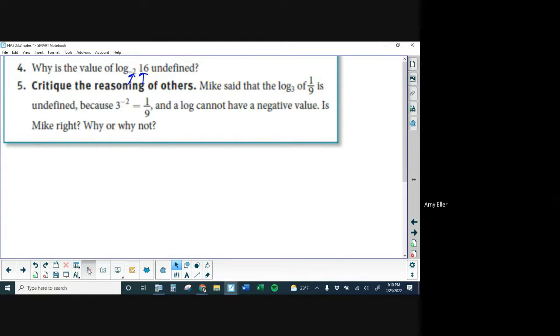So can I have like -2 to the 16th power? Is that okay? Right. The base can't be negative. The 16 is the argument, so that's not the problem here. Yeah, it's the base of -2. All right, read number 5 to yourself. You don't have to write your explanation. Just give it to me if I call on you.